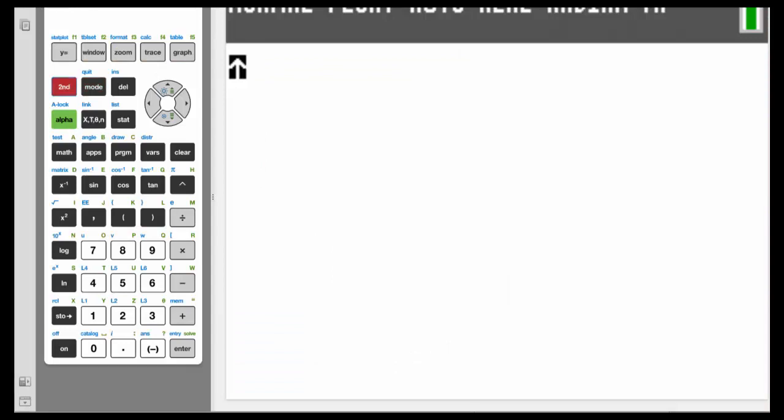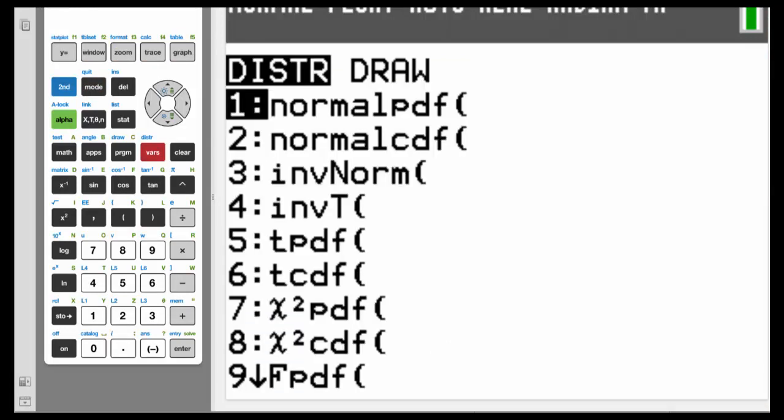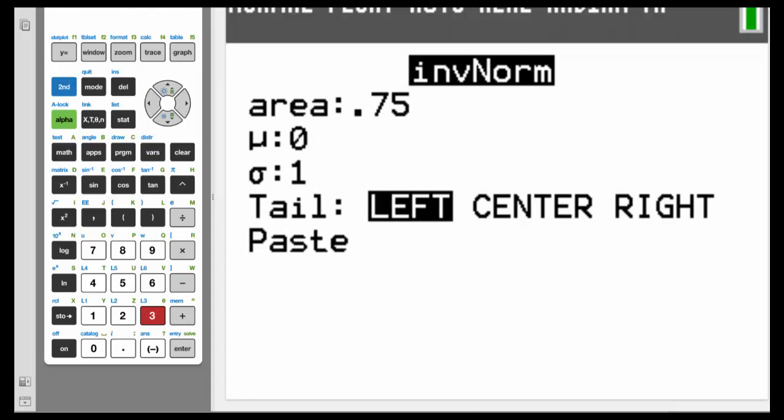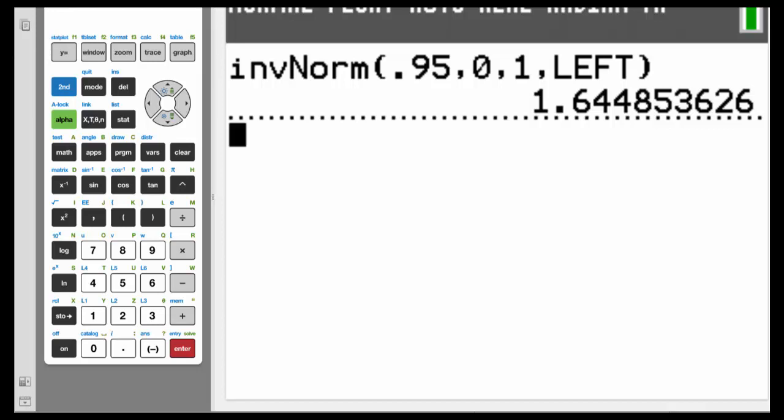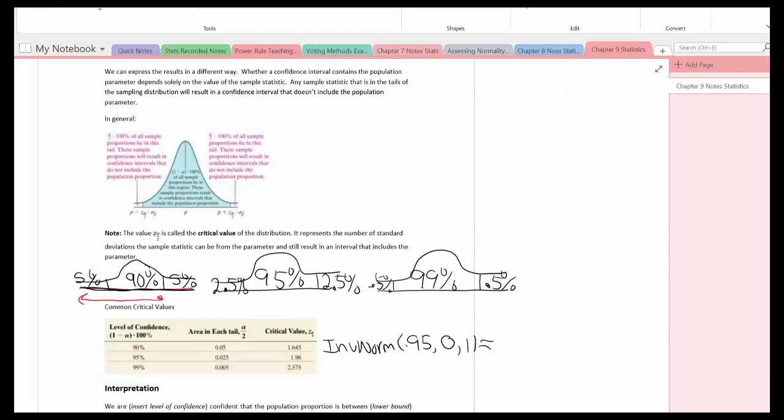Okay, so second and vars, go down to inverse norm, which is number 3. We would put in 0.95, hit enter. The mean's already 0. The standard deviation's already 1. Highlight, paste, hit enter. And rounding that to 2 decimal places, that would be 1.64. But here I'll end up putting it to 3 decimal places, rounded appropriately.